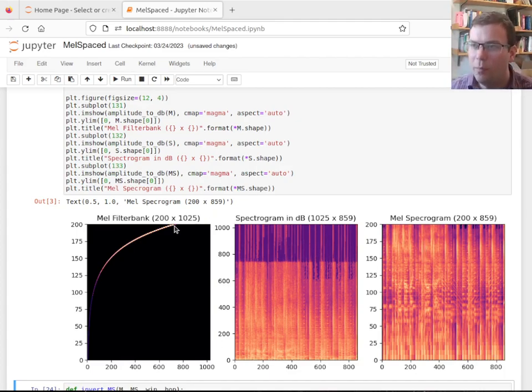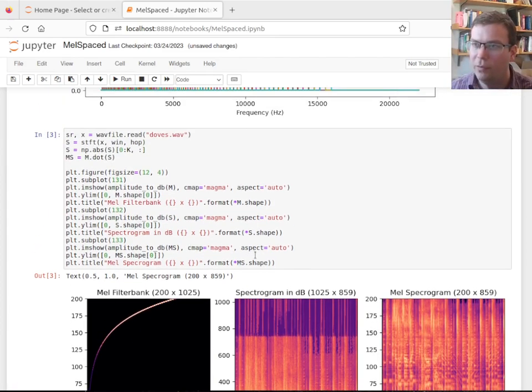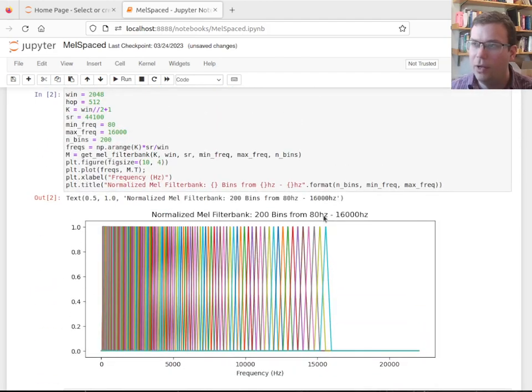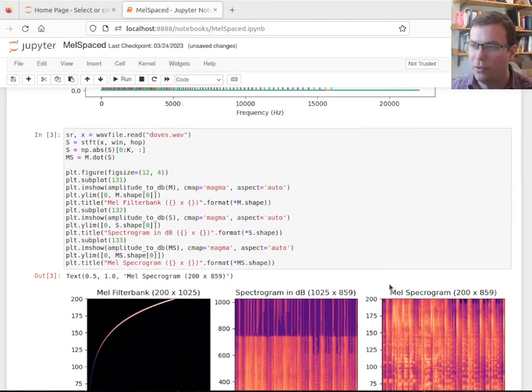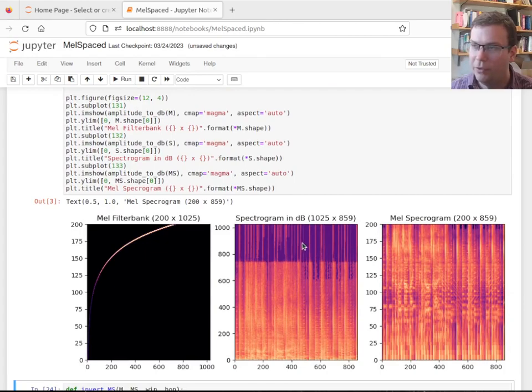And actually, in this particular mel filter bank, I only took up to 16,000 hertz. So I didn't even go all the way up to the Nyquist rate. There are some frequencies that I'm not even covering up top. You wouldn't hear them anyway, and they're not really going to help us with the kind of analysis that we're doing.